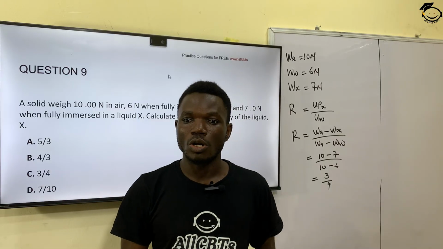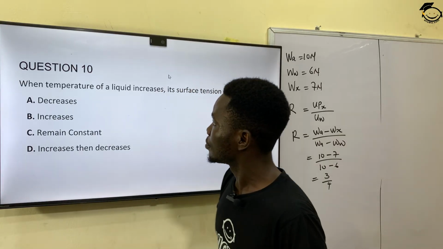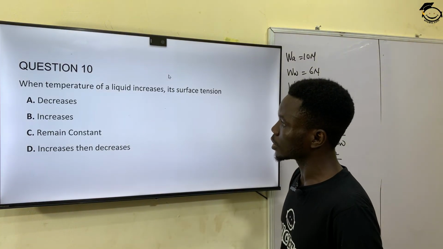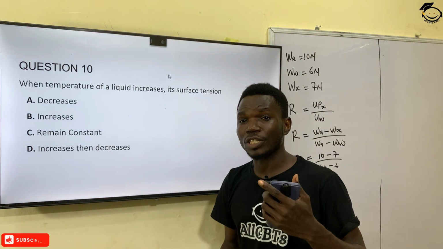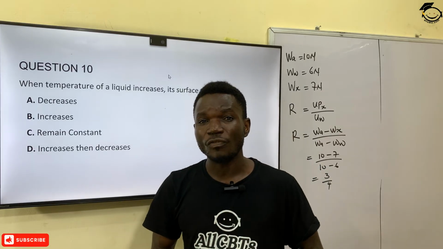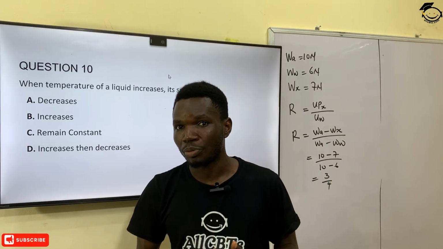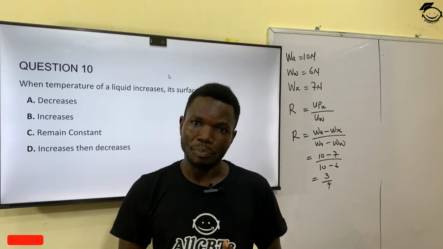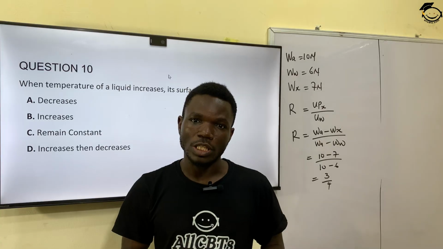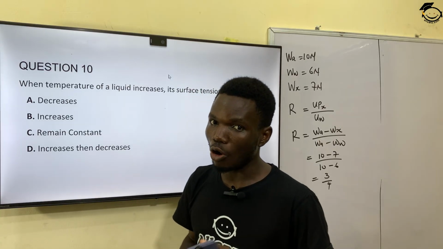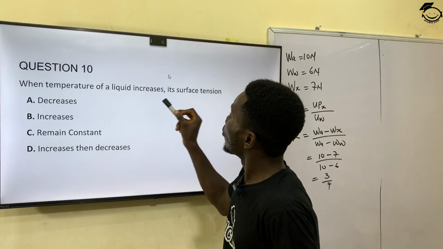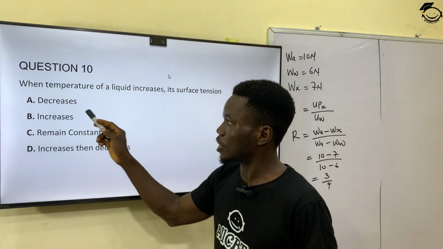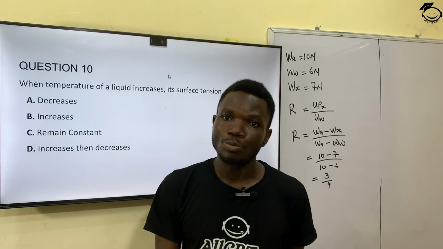So that takes us to question number 10, which says, when temperature of a liquid increases, its surface tension dash. One of the ways we reduce surface tension is by increasing temperature. So whenever the surface tension is to be reduced, you increase the temperature. So when the temperature increases, the surface tension decreases. So the correct answer is option A.